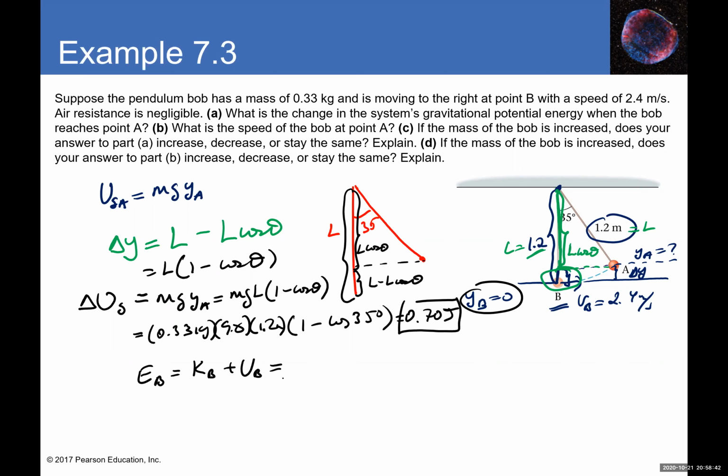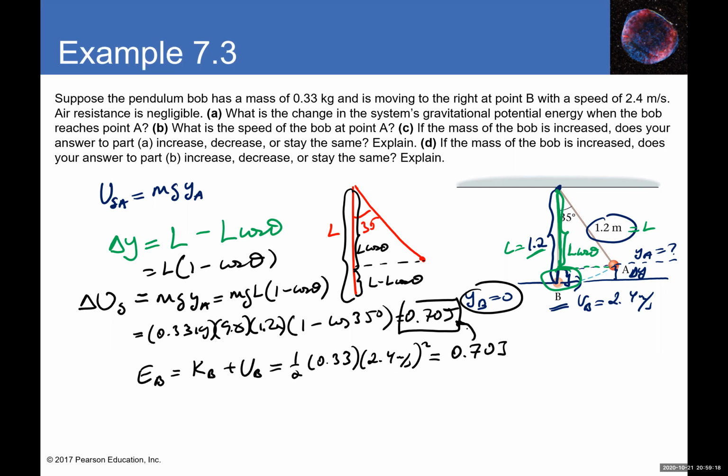All of its energy is kinetic, which will be 1/2 times mass, 0.33, times speed, which is 2.4 meters per second, squared. Okay. Now, let's calculate this. Because if I calculate this and I get 0.7 joules, that means all of the energy will be converted to potential energy at point A. That means the object will stop over there. That means all of my kinetic energy is converted to potential energy.